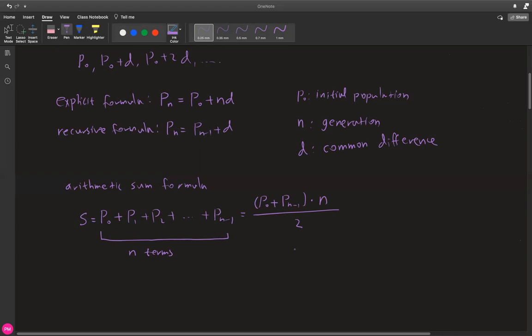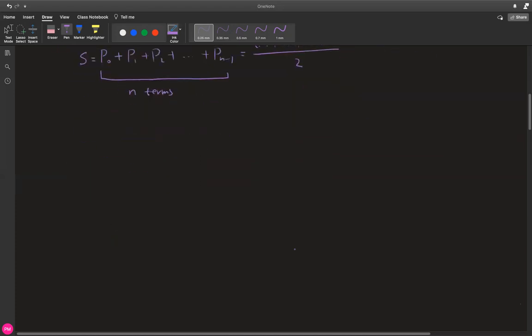Let's now go over chapter 9.3. This is the last section of chapter 9. Section 9.3 was the exponential growth model.